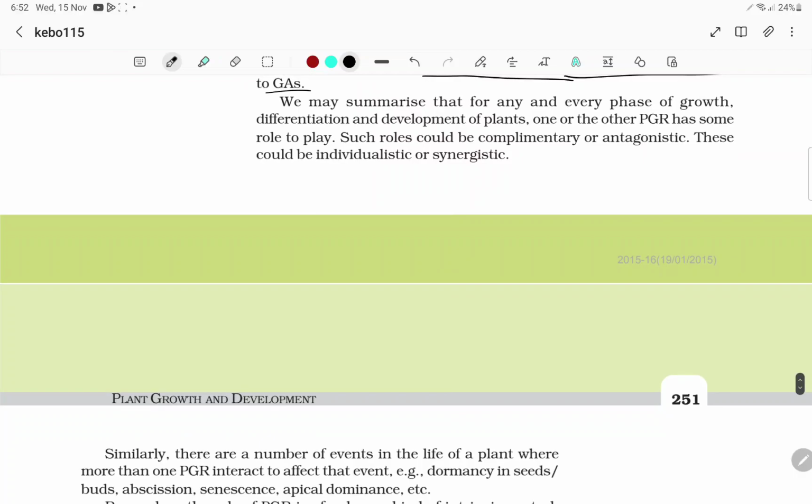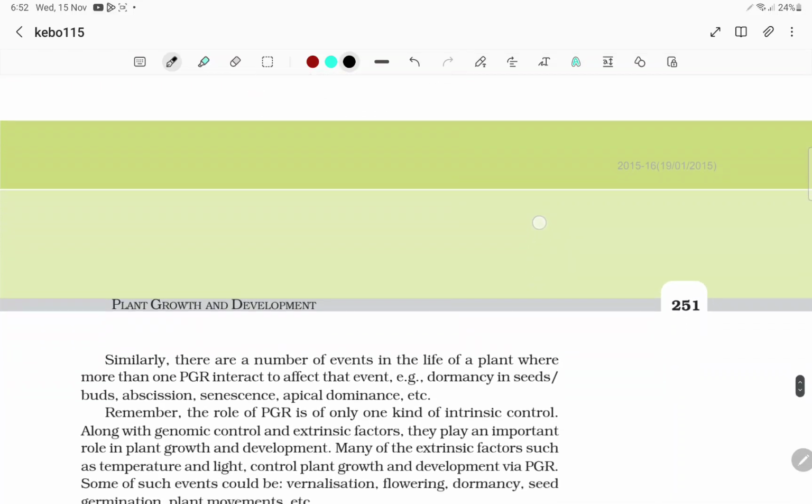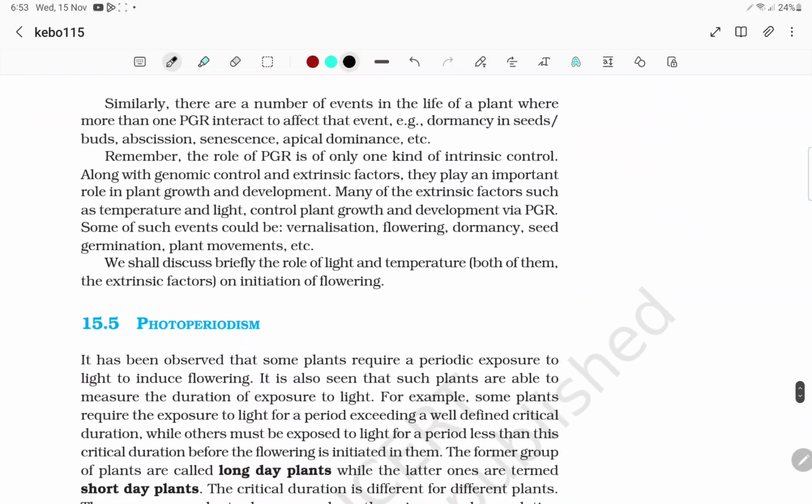You may summarize that in every phase of growth, differentiation and development of plants, one or other PGRs have some role to play. Such roles could be complementary or antagonistic. This could be individualistic or synergistic. Similarly, there are a number of events in the life of a plant where more than one PGR interact to affect that event. Dormancy in seeds, buds, abscission, senescence, apical dominance, etc. Remember, the role of PGR is only one kind of intrinsic control, along with genomic control and extrinsic factors.